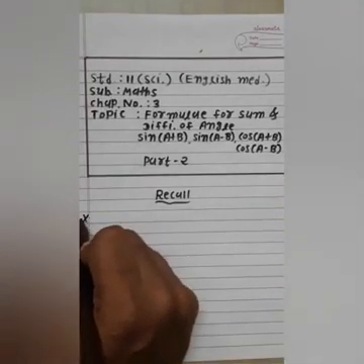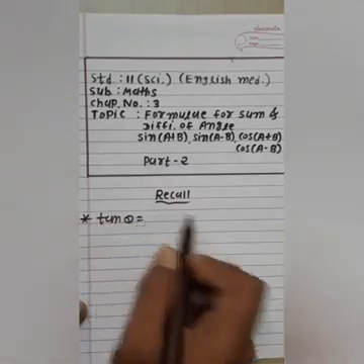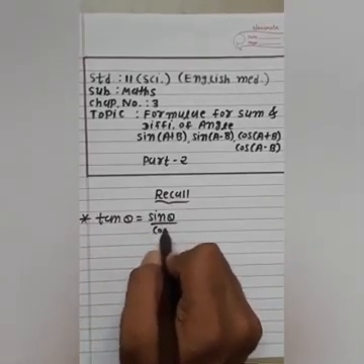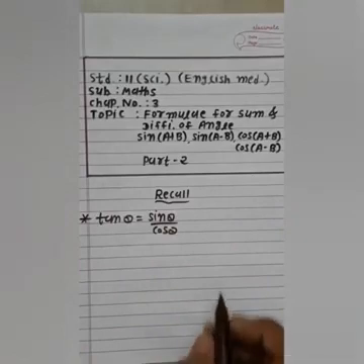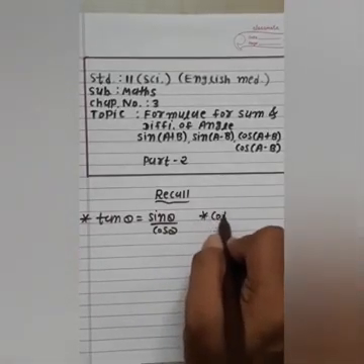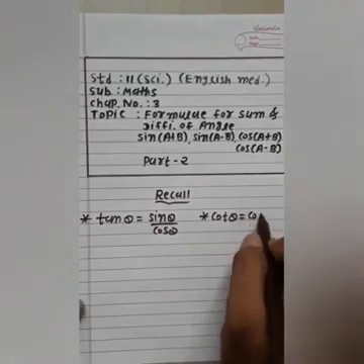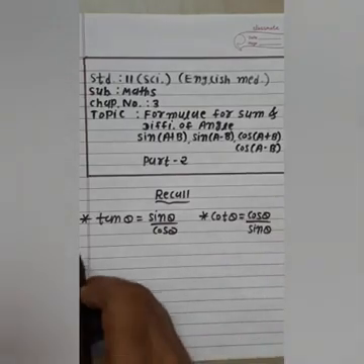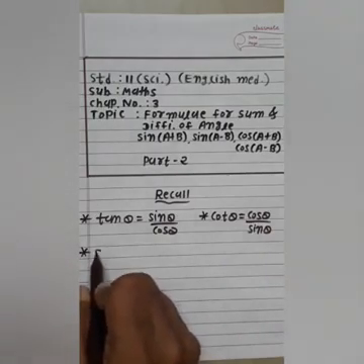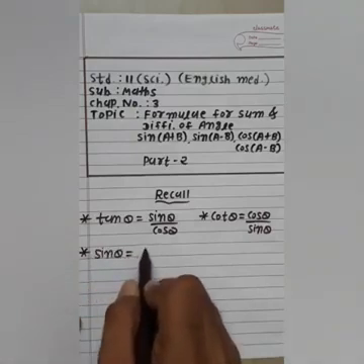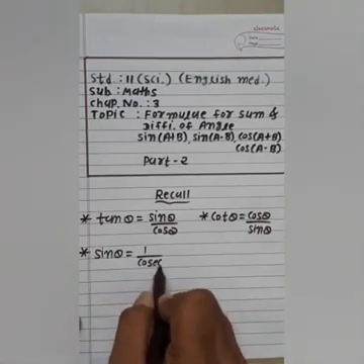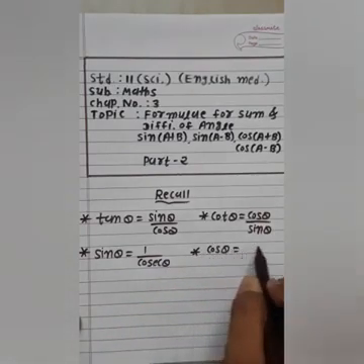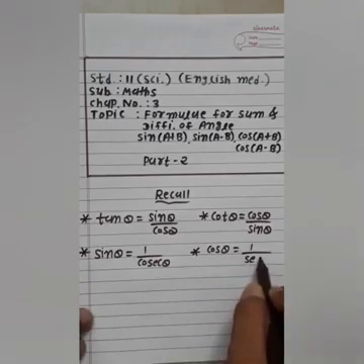So we know that tan theta is equal to sin theta upon cos theta. Cot theta is equal to cos theta upon sin theta. Sin theta is equal to 1 upon cosec theta, and cos theta is equal to 1 upon sec theta.